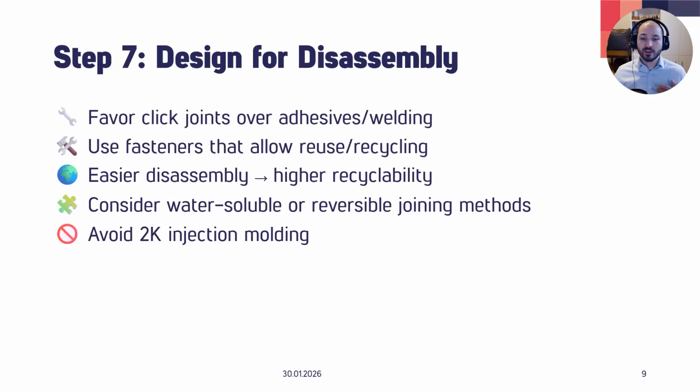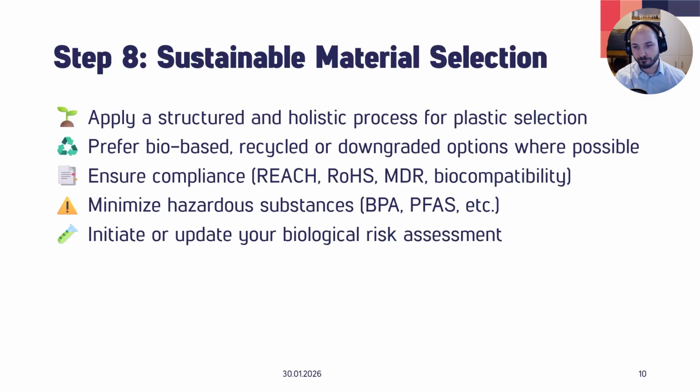Then we have design for disassembly. We try to favor click joints as much as possible and avoid adhesives and welding. Then we should use fasteners that allow reuse or recycling. And we should also consider water-soluble adhesives, because that is a reversible joining method that will enable the design for disassembly. If you have higher disassemblability, it's easier to recycle. So things that you should be avoiding here is, for example, two-component injection molding, where you mold something onto another component and that's not disassemblable anymore.